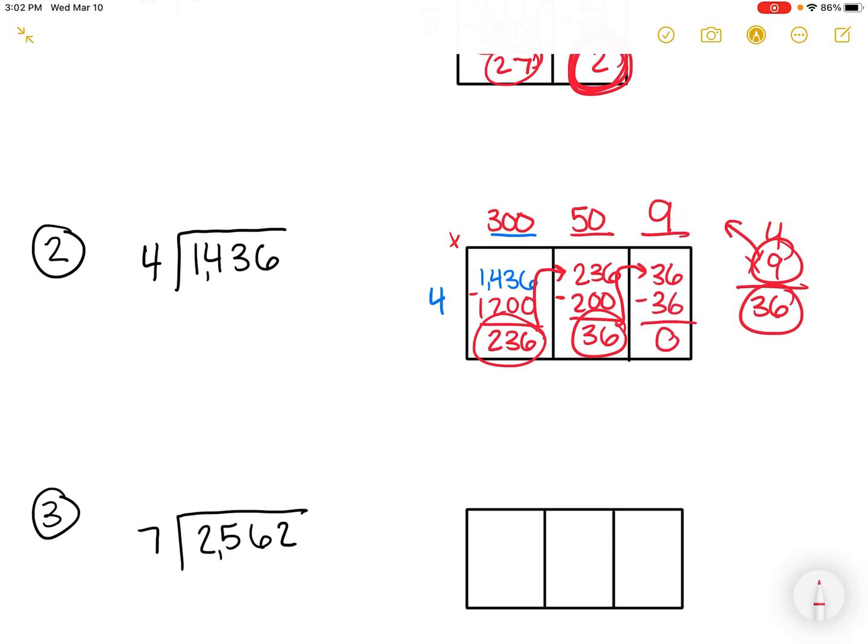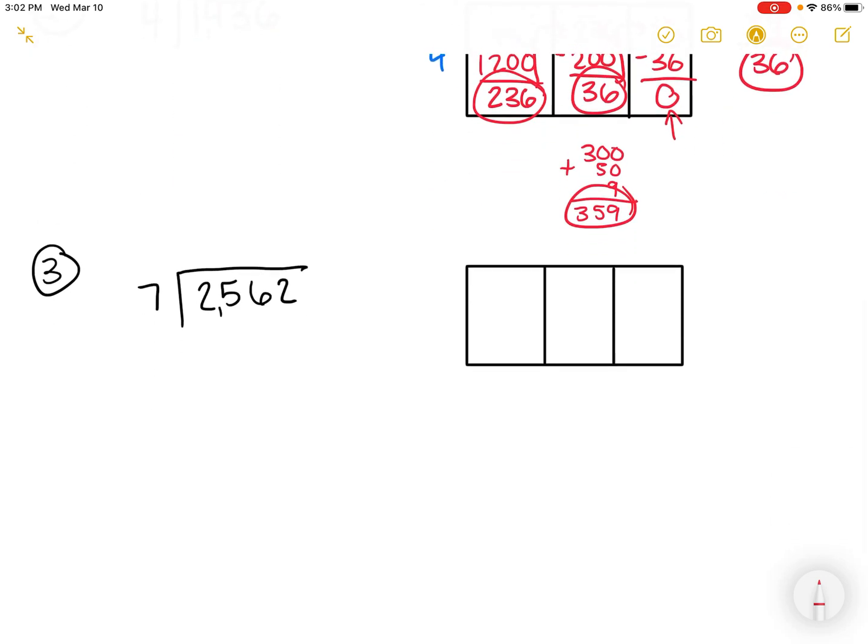So let's subtract. And we get to 0. So that's how we know we're all done. So let's add up all of our numbers here. We have 300 plus 50 plus 9. And our answer is 359. So 1,436 divided by 4 is 359.